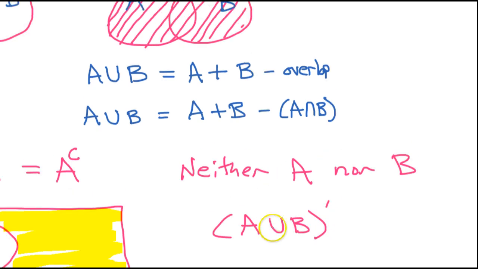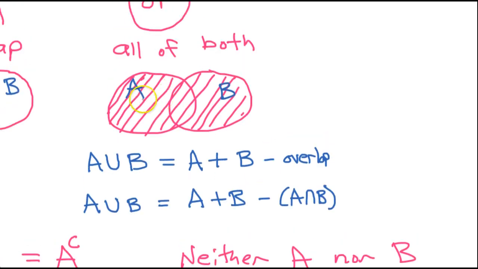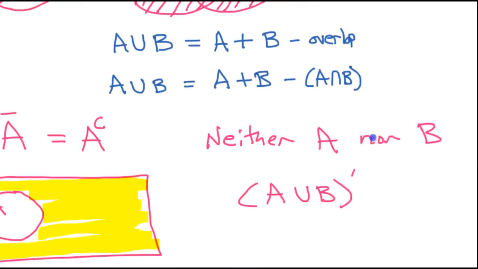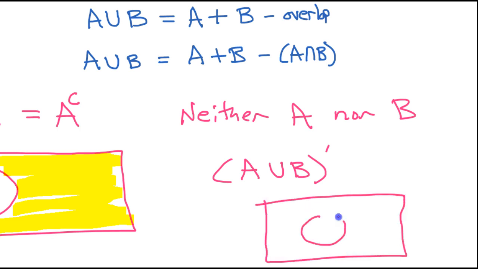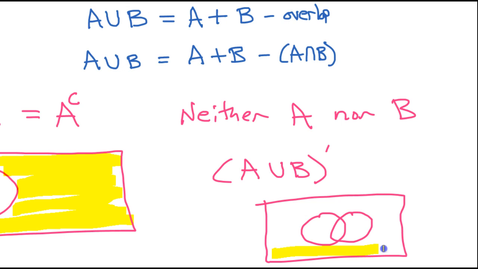Okay, think about it. A or B would be anything in either A or B. It's A or B would be all of both. Okay, like this is a picture of A or B. Okay, so not A or B would be like this. All right, if this is A and this is B, not A or B would be everything outside of this.